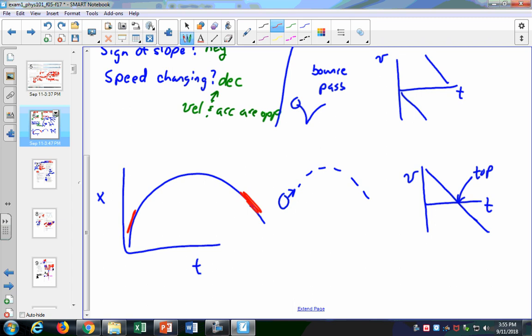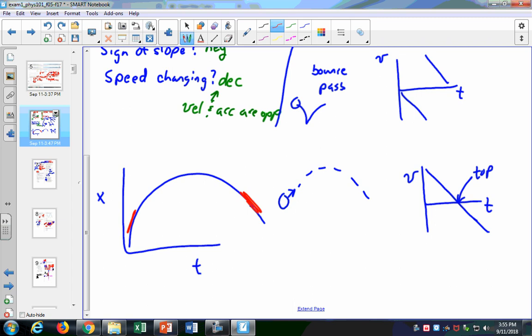And throw it back to me. Because it goes up, and initially it has a big positive velocity. At the top it has a zero velocity, and then it comes back down, and it has a big negative velocity. That's also if I do this, if I just throw it straight up.